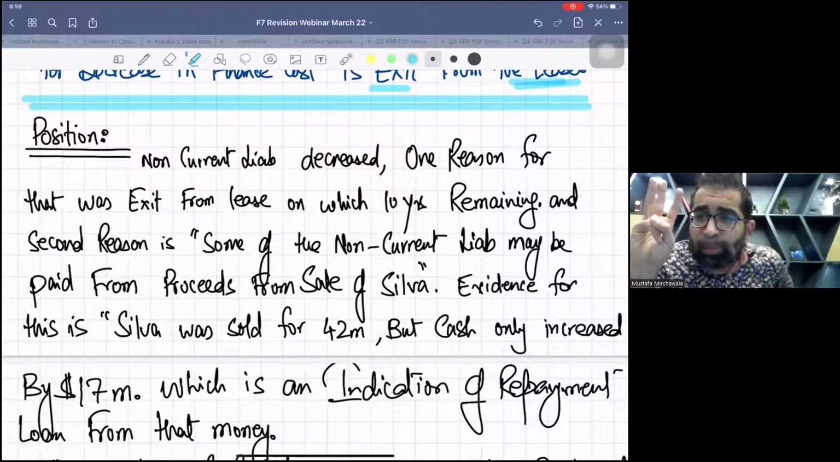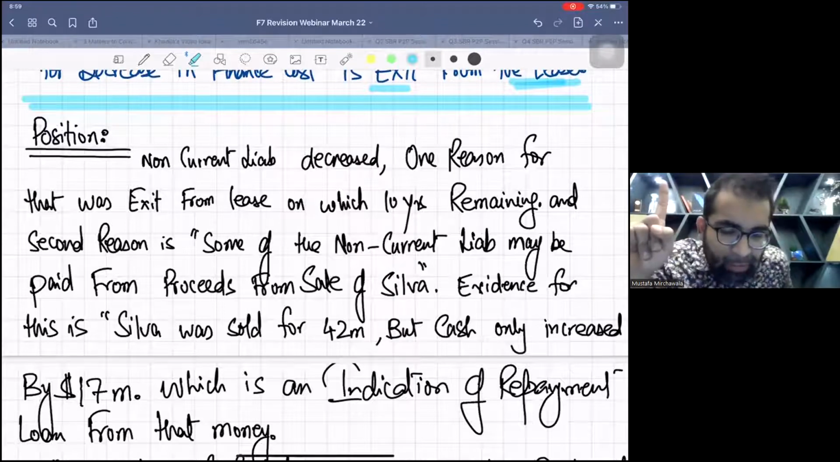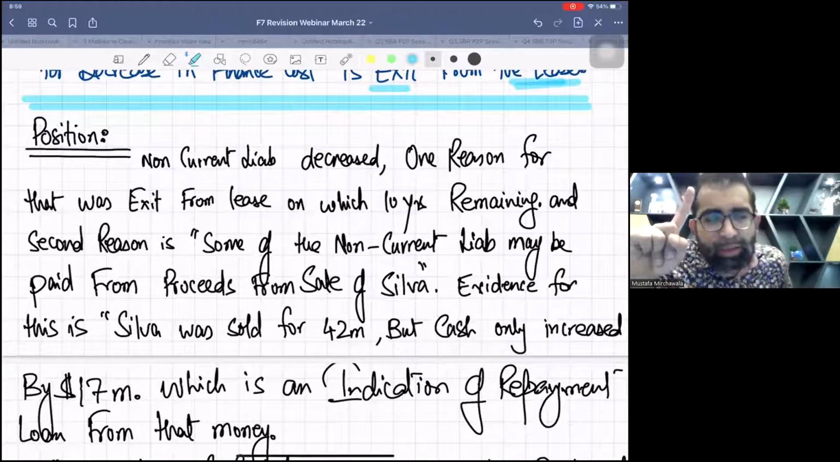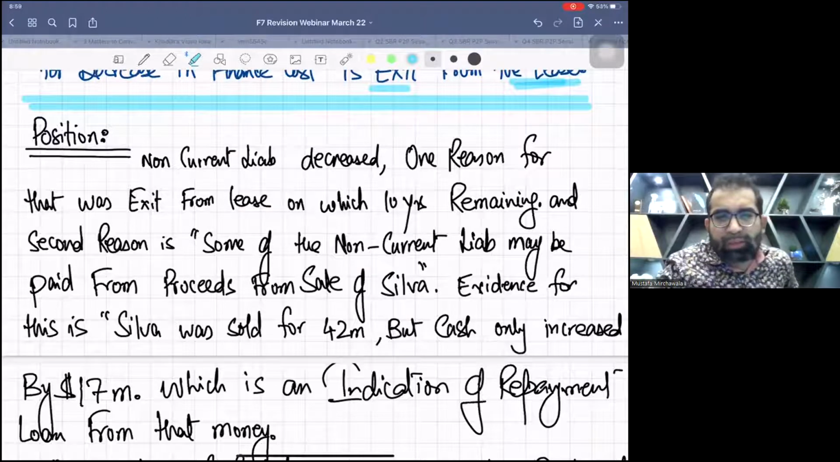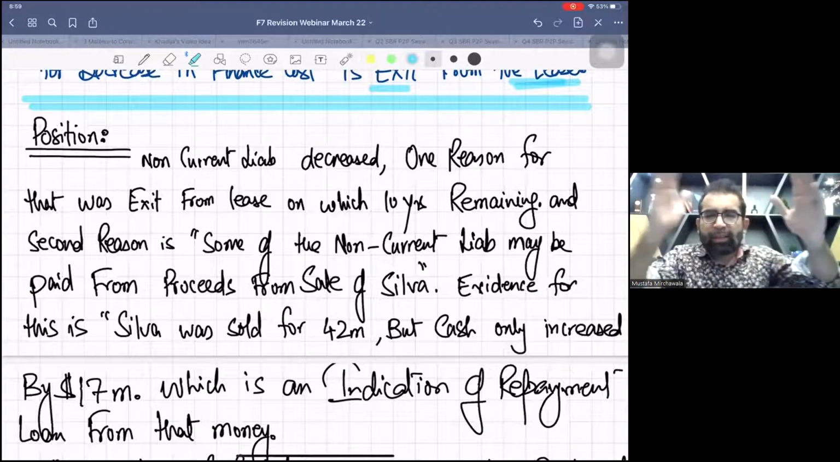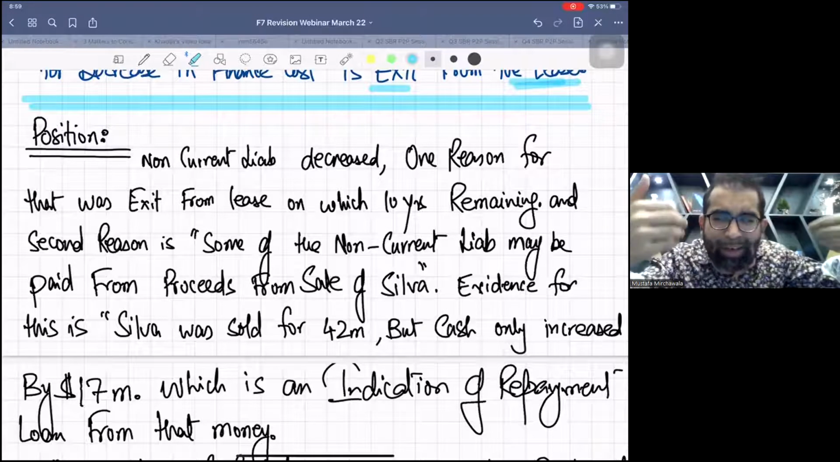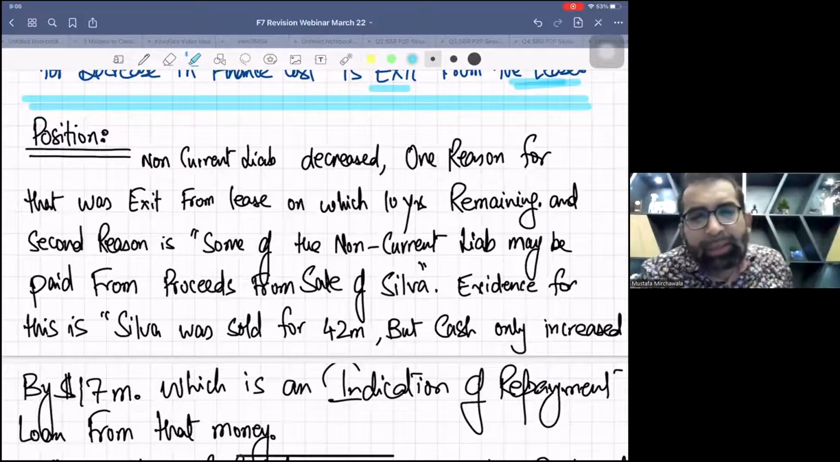What were the reasons for the decrease in non-current liabilities? Major three reasons. Number one, exit from the lease, because 10 years of remaining life of the lease was there. For sure some major non-current liability element was there in the lease. So when we canceled the lease, our non-current liabilities went down. First reason. Second reason: there is a possibility that when we sold our subsidiary, we got the cash.